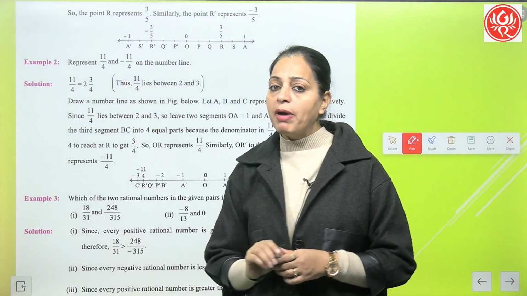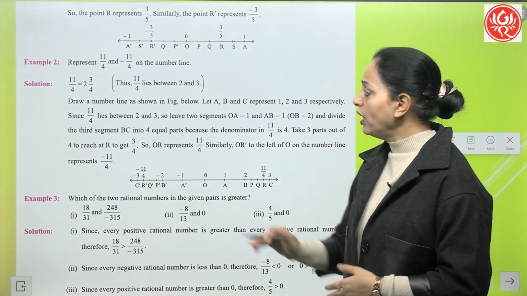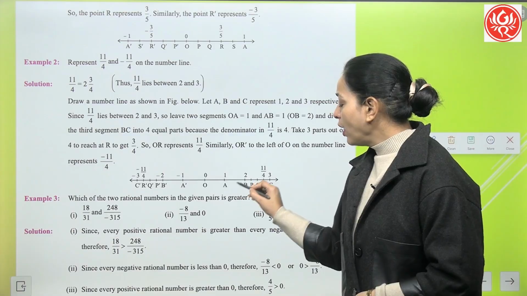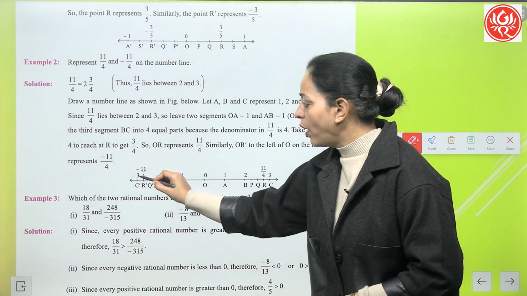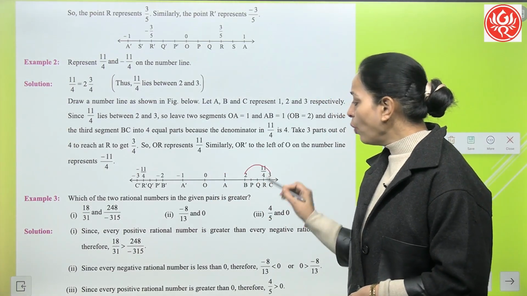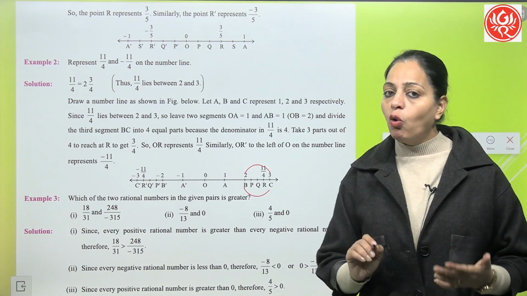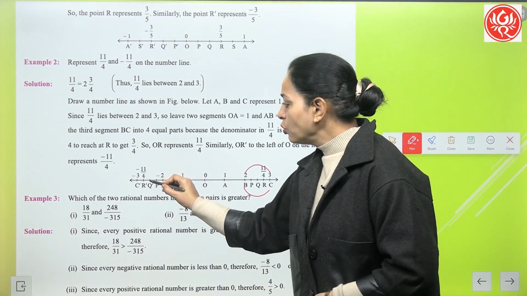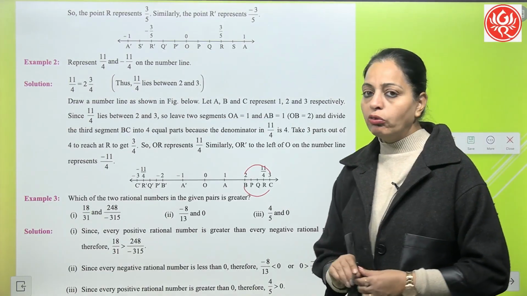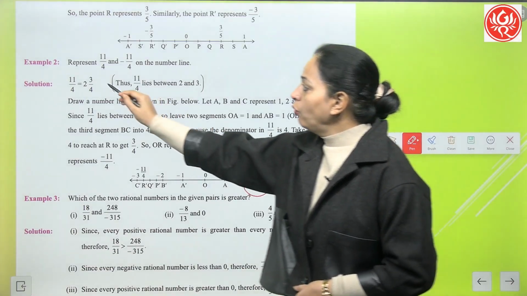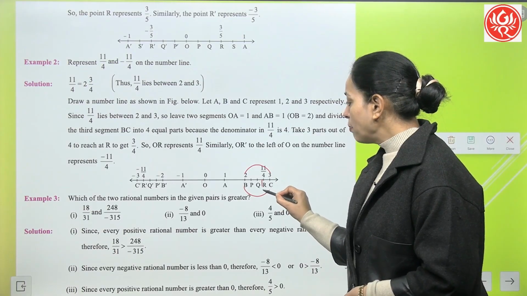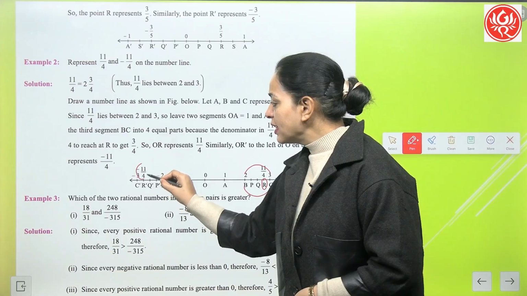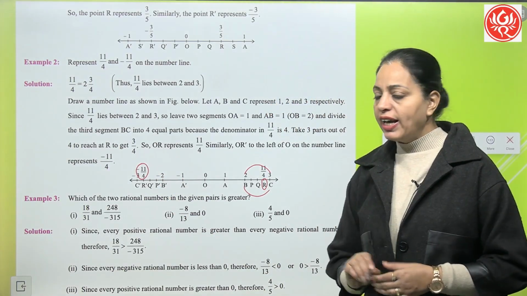Now example 2, represent 11 by 4 and minus 11 by 4 on the number line. So 11 by 4 is 2 whole 3 by 4. It means this number is more than 2 but less than 3. It means it lies between 2 and 3. So what to do? Draw a number line. Then what will we do? 1, 2, 3. And this side minus 1, minus 2 and minus 3. Because this number is lying between 2 and 3, we will take 4 equal parts between 2 and 3: 1, 2, 3, 4, right? Similarly, that side between minus 2 and minus 3: 1, 2, 3, 4. Now we have to show 2 whole 3 by 4. It means after 2 we will take 3 by 4, the third part. So count it: 1, 2, 3. It means R represents 11 by 4. Similarly, on that side we will count 1, 2, 3. It means this is minus 11 by 4. Right? I hope this is clear to you.